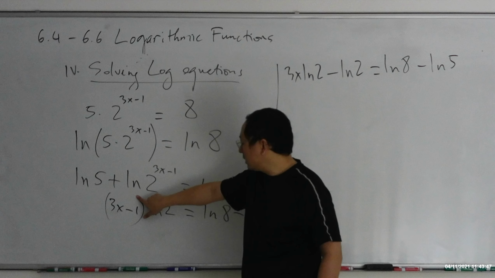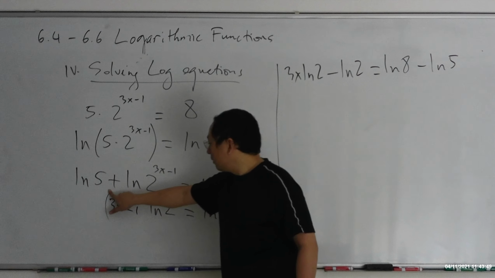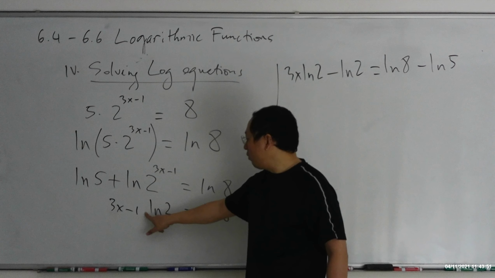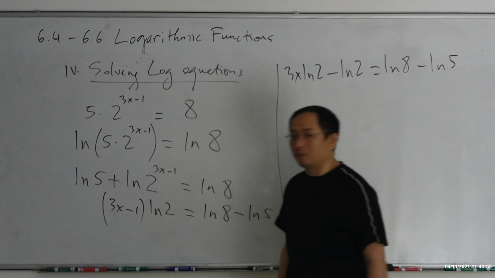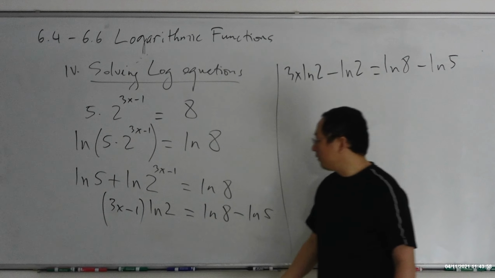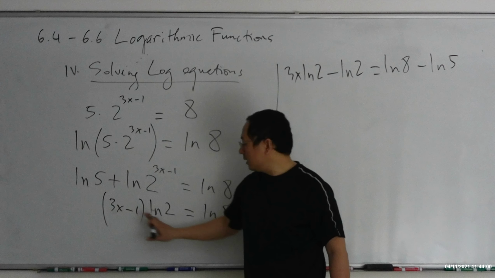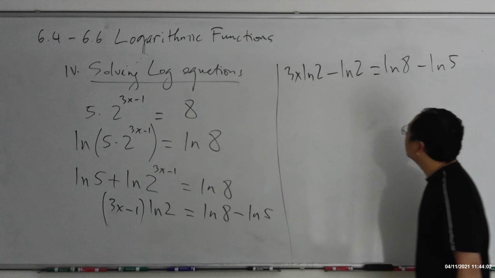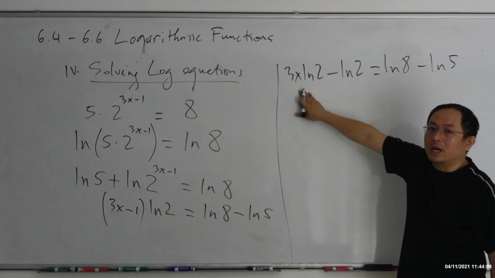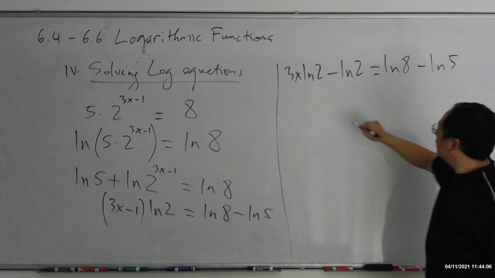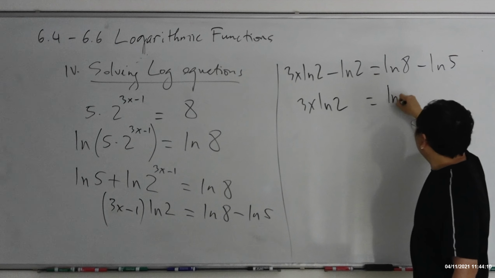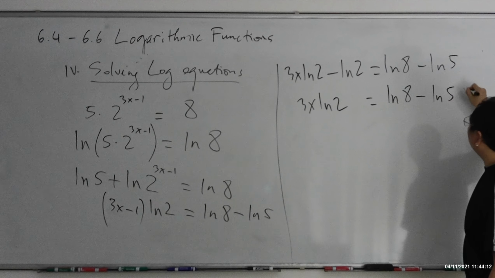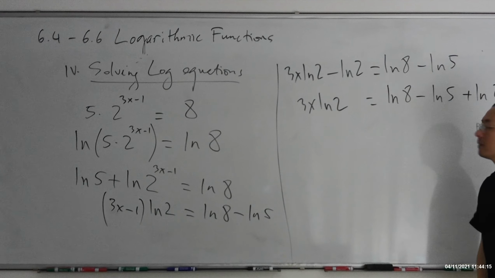Here's another common mistake that I've seen. People forget the parentheses, and then they only have 1 times ln of 2. But actually, the ln of 2 right there applies to 3x as well. Distribute ln of 2 to 3x and ln of 2 to 1. You have this. Okay. Keep the term with x on the left. You can move ln of 2 to the right. You get 3x ln of 2 equal to ln of 8 minus ln of 5 plus ln of 2.